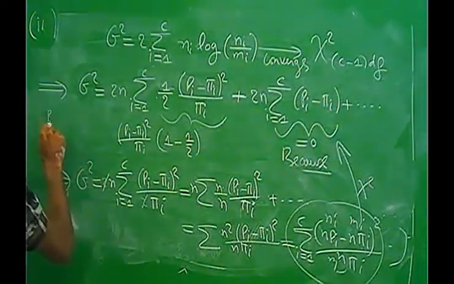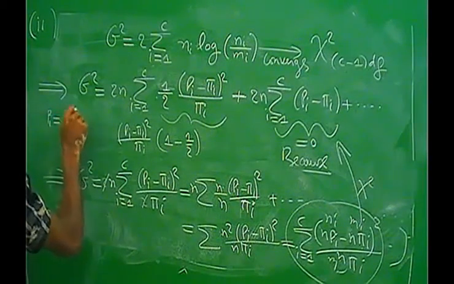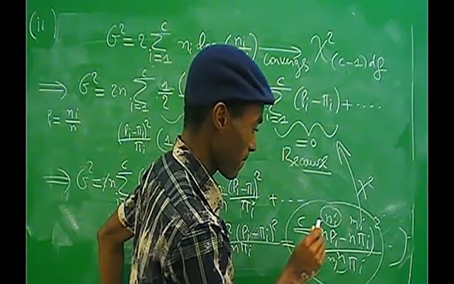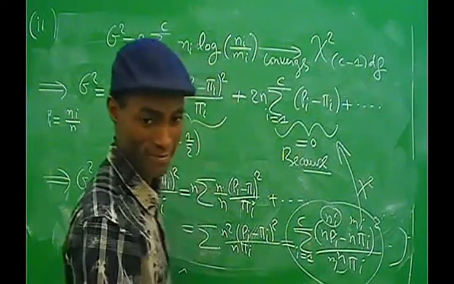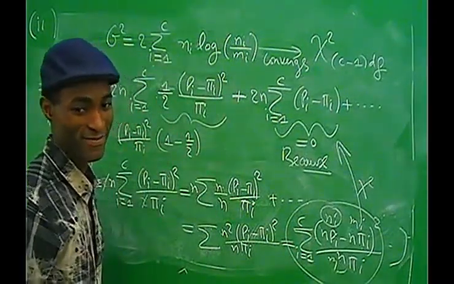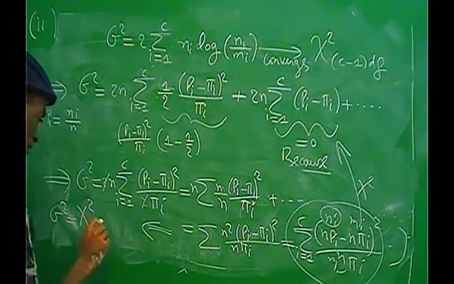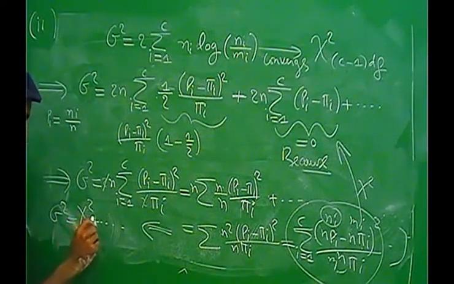So n goes with n squared, so we end up with ni squared and divided by n squared as well, because all of it is to the power of 2. And this n squared, so they cancel. G squared equals then chi-squared plus that. So G squared minus chi-squared gives you 0 plus that.